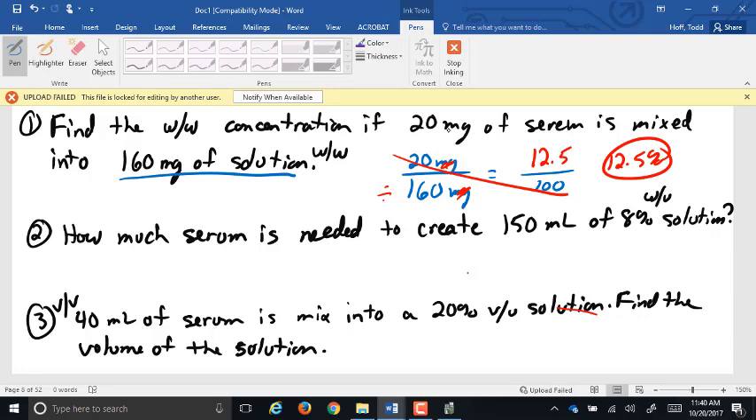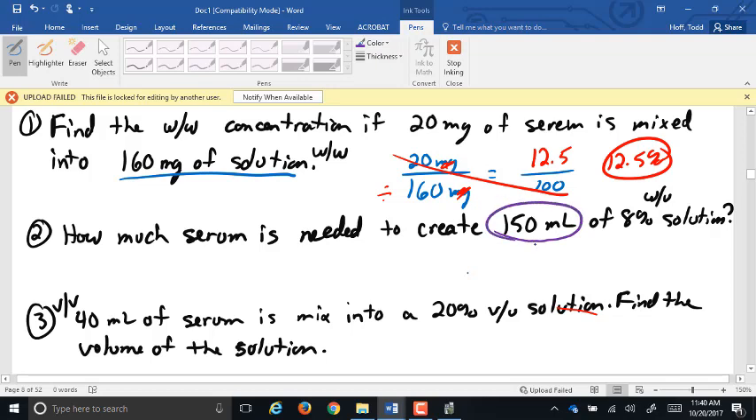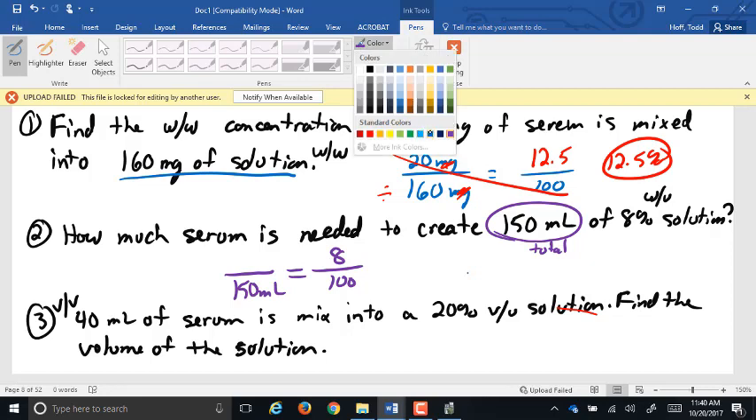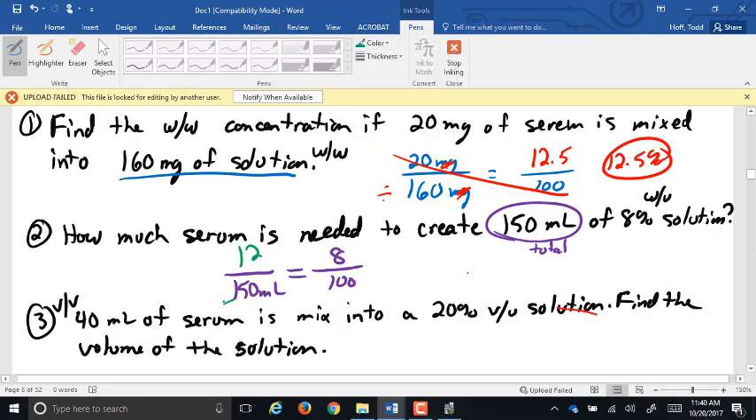Number two, how much serum is needed to create 150 milliliters? So the 150 milliliters is representing total solution. 8%, of course, is 8 out of 100. The 150 milliliters goes on bottom. You cross multiply and divide to get 12. 12 what? Whenever it's weight and volume, it's always grams to milliliters.